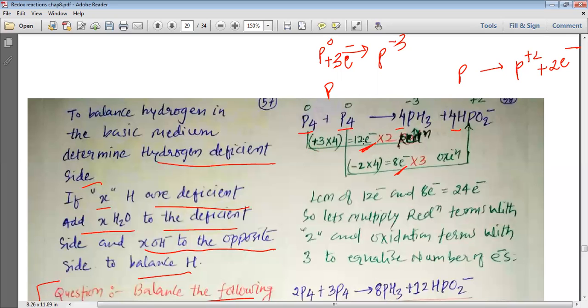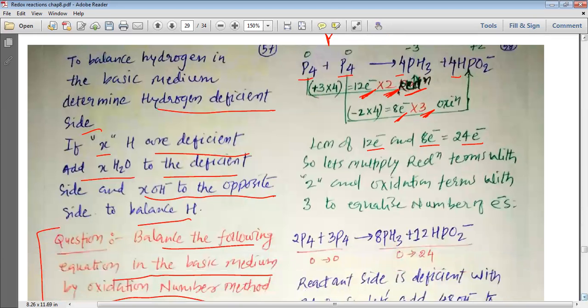What is the next step? In the next step, we need to take the LCM of 12 and 8, and then we need to multiply these numbers with the suitable coefficient. So LCM of 12 and 8 is 24. So to get 24 from 12, we need to multiply it with 2. To get 24 from 8 electrons, we need to multiply the various species with 3. So these species where the oxidation is involved, we multiply them with 3. Those species where the reduction is involved, we multiply them with 2. So let us write these reactions by proper multiplication.